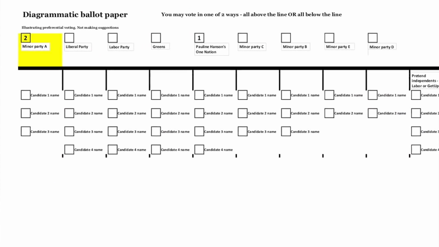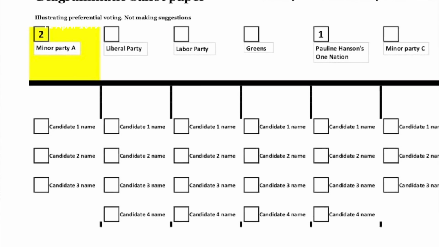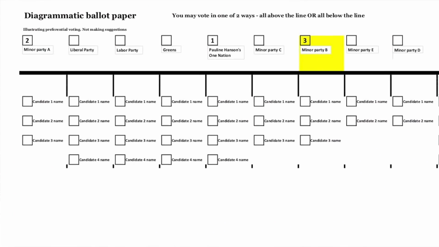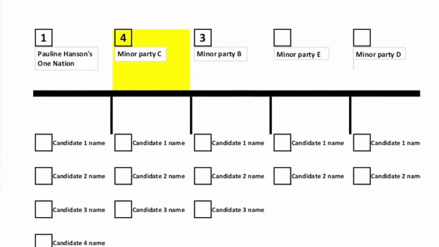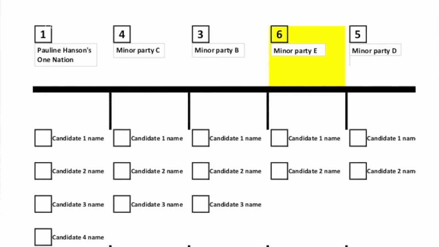So write the number 2 in the box beside the party you think will do the second best job of representing you in the Senate as your voice in Parliament. Preferences make sure your vote for minor parties is not wasted. In case your first and second choices do not get up, write the number 3 in the box next to your choice for third best party to represent you. Then continue to write numbers 4, 5 and 6 for minor parties that protect Australian values and our way of life. For your vote to count and your voice to be heard, voters must number a minimum of 6 parties, 1 to 6, above the line.